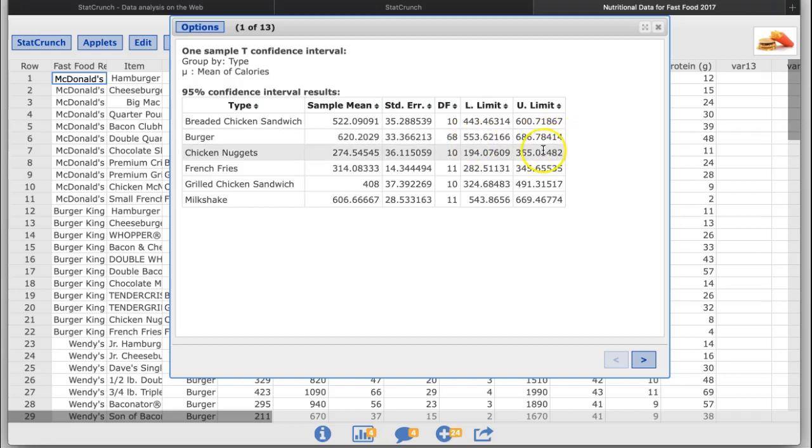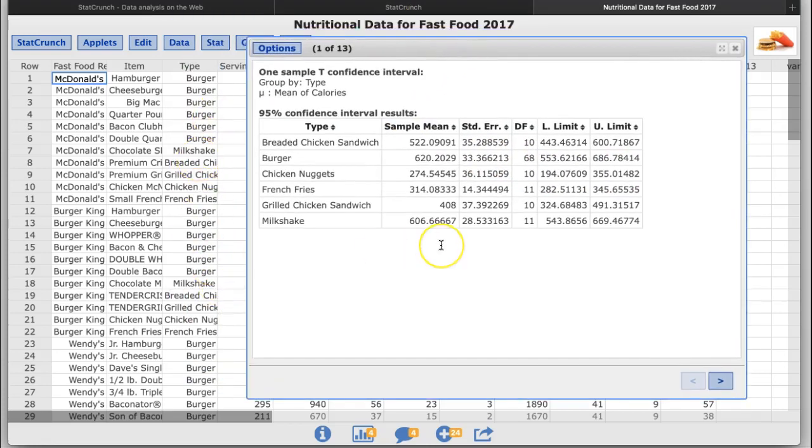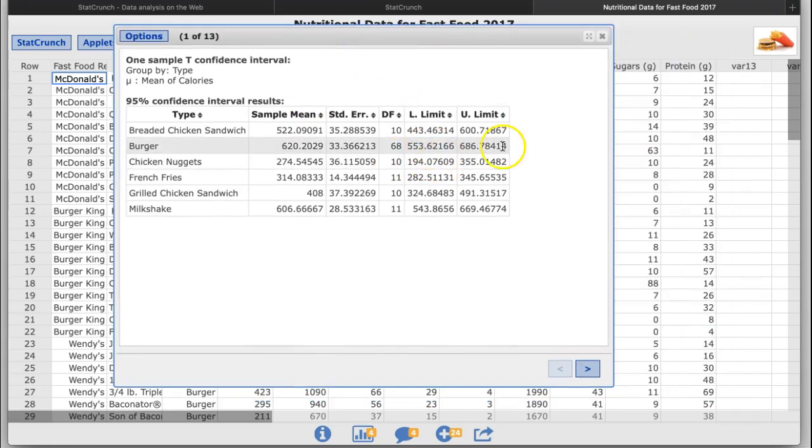Remember, in this data they don't give us every single burger from every single restaurant. They only give us a selected few. So what we're saying is that we're 95% confident that our interval contains the true average calories of the burgers. Every population mean value between 553 and 686 is a plausible value for the true mean number of calories.